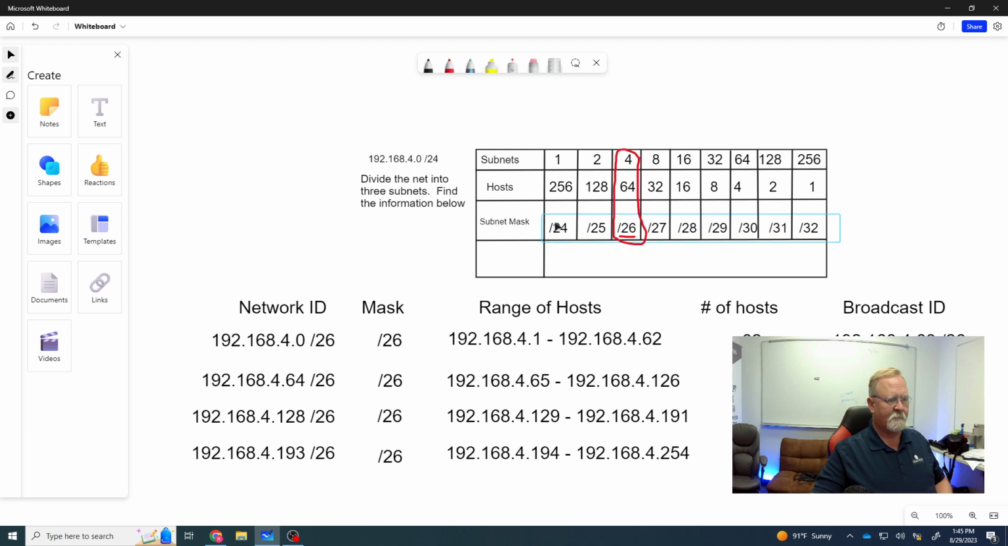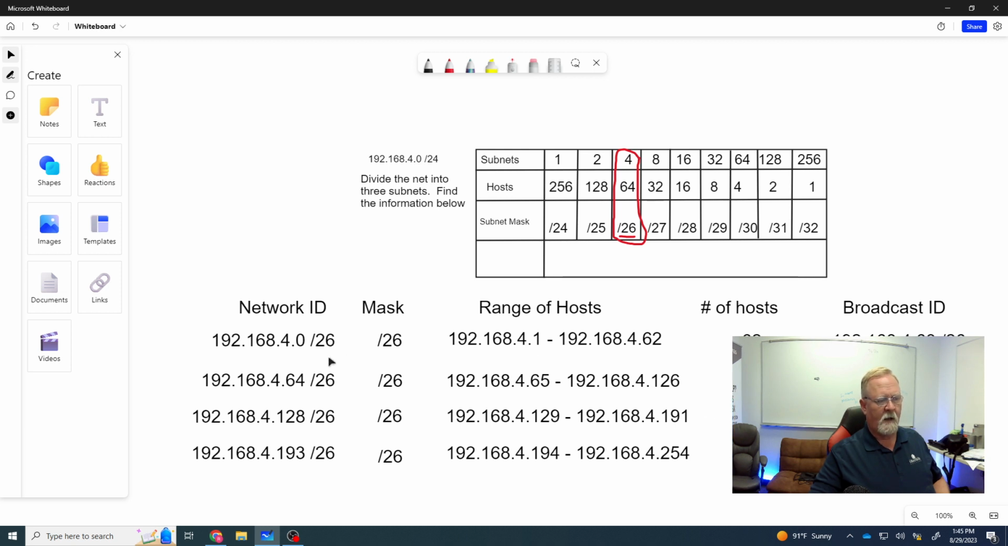So we did that, and when we divided it into 4, that gave us our new subnet mask of /26. That also told us how many total hosts we have. Of the 64 total hosts, only 62 were usable, because the network ID and broadcast ID are not usable. Those are reserved addresses. So we only had two addresses we couldn't use of the 64, so that leaves us 62 addresses available for use in each of the subnets.